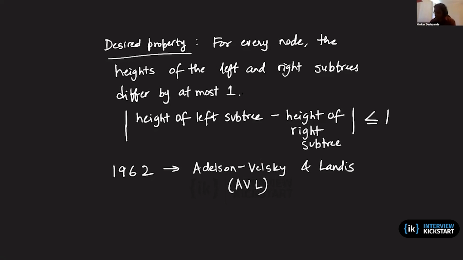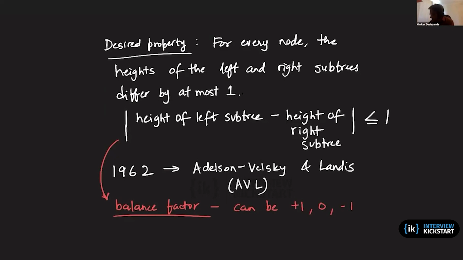Now this property of the height of the left subtree minus the height of the right subtree, the absolute value of that, is technically known as the balance factor, or you can say the degree of imbalance, right? The degree of imbalance should be less than or equal to 1. So that means the balance factor can be either +1, 0, or -1. These are the only 3 values allowed for it.